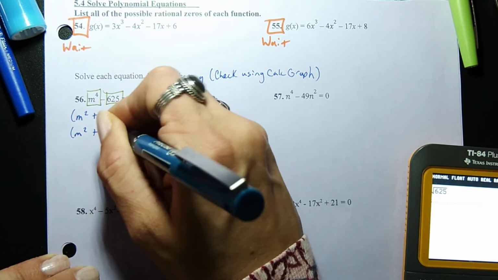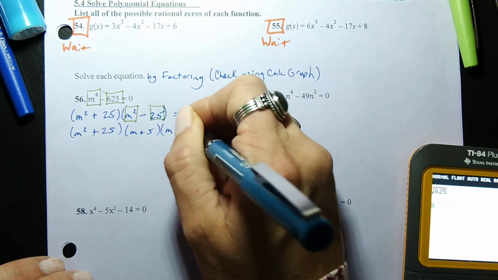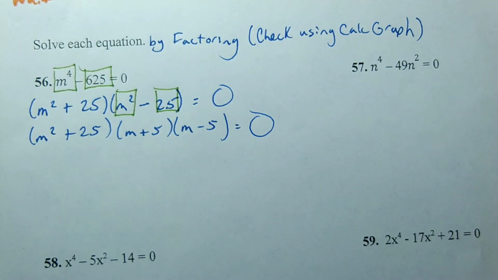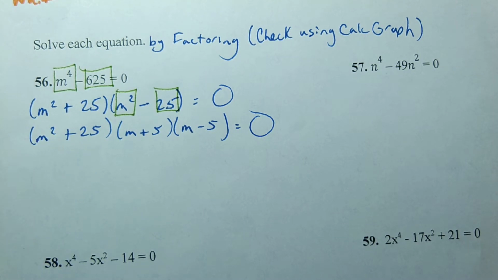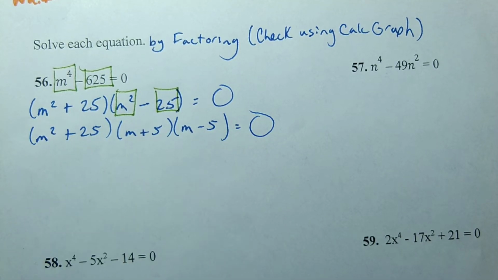So m squared plus 25, m plus 5, m minus 5 equals 0. Because there is no sum of squares. There's no way for me to get a product of 25 and a sum of 0. Because in order for our outside-inside products to cancel, one of them's got to be positive, one of them's got to be negative. And that would give you a negative 25, not positive 25.